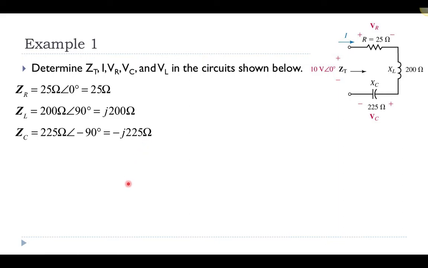So because these components are connected in series, I can figure out the total equivalent impedance by adding these values together. Remember that in series, the total equivalent impedance is just the addition of the values.